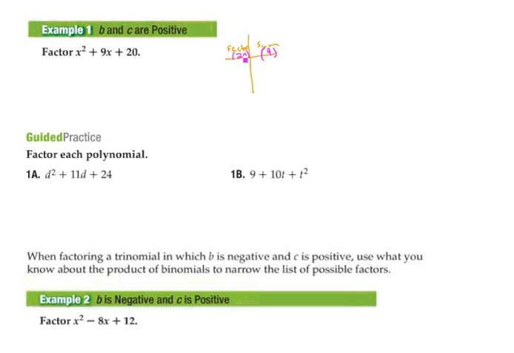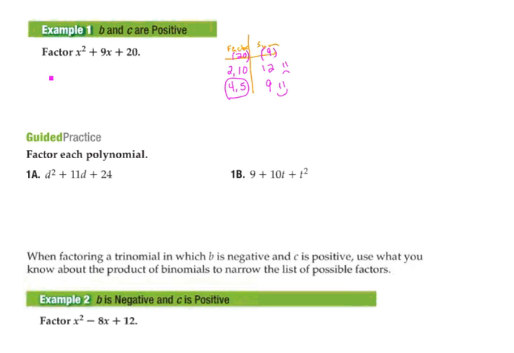Okay, again, I know that if I did 20 and 1, that's too big. So I'm going to go ahead and do 2 and 10. 10 times 2 is 20. 10 plus 2 is 12. And again, our goal is 9, so that didn't work. Okay, 20 divided by 3 doesn't work. 20 divided by 4 does. So I know that there's a factor of 4 and 5. What's 5 plus 4? 9. So there it is. Those are the two numbers that we are going to use in our two binomials.